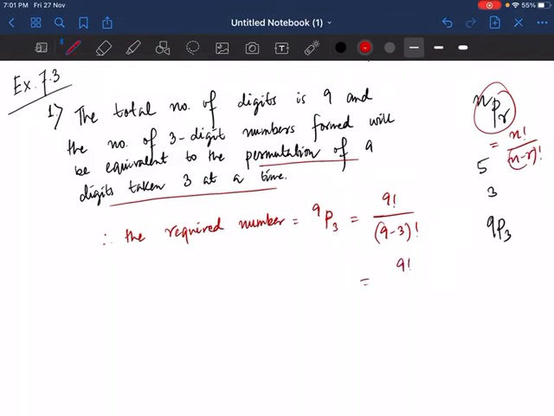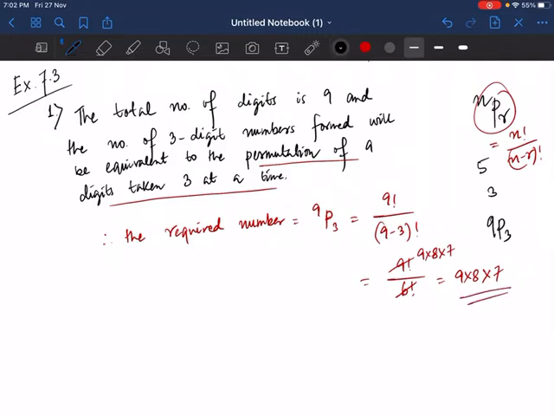So it is 9 factorial divided by 6 factorial. If I cut 9 factorial and 6 factorial, what we have is 9 into 8 into 7, and 7 into 6 factorial, so 6 factorial gets cut. So we have this thing, and you multiply and you write the answer. Now the next one, that is question number 2. So this will give you the answer.